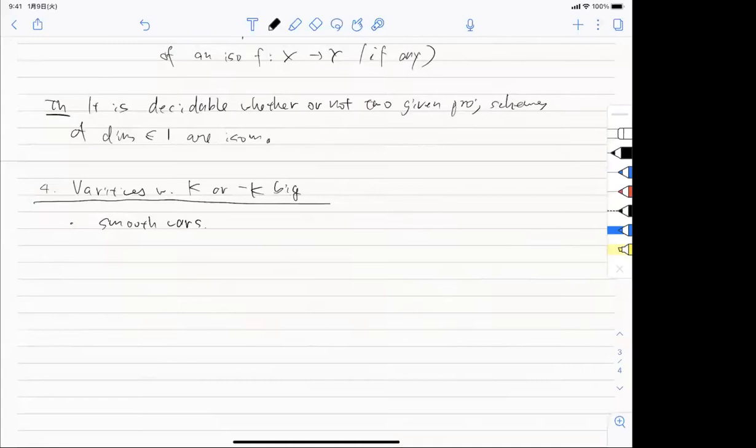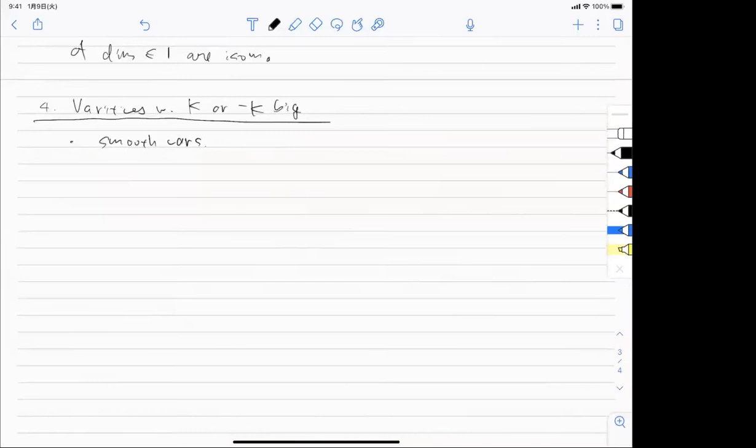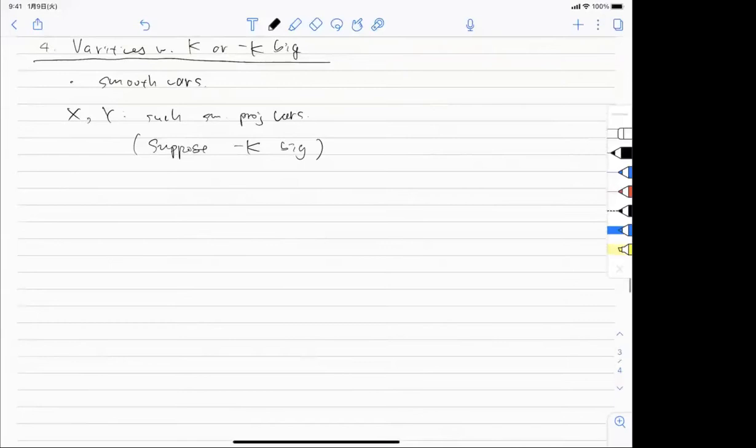and we want to bound the possibilities for Hilbert polynomials. So let X and Y be such smooth projective varieties, and suppose for simplicity they have a big anti-canonical divisor. This case is a bit more difficult than the other case. And in this case, to bound possibilities of Hilbert polynomials, we apply Kodaira vanishing.